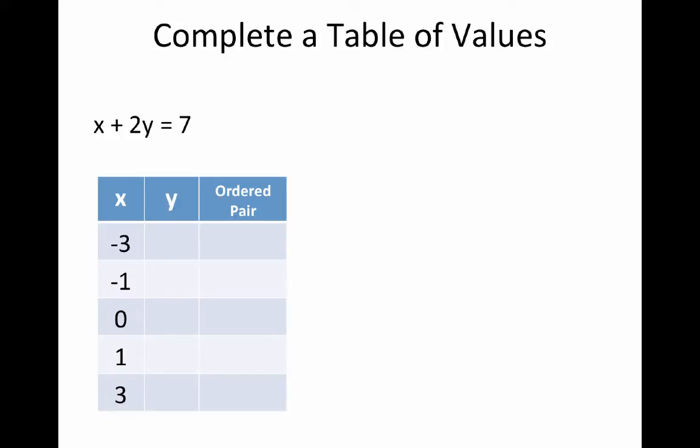Yesterday we saw equations like x plus 2y is equal to 7. In this table of values, you are given all of the x values. You need to calculate the y values to find the ordered pairs and graph the equation. Go ahead and pause the video while you calculate the y values given those x values.